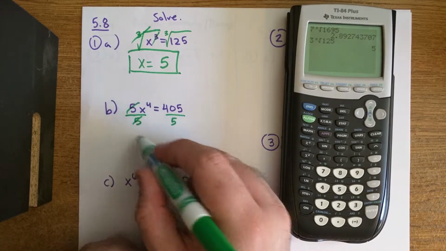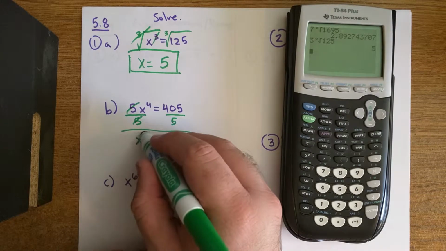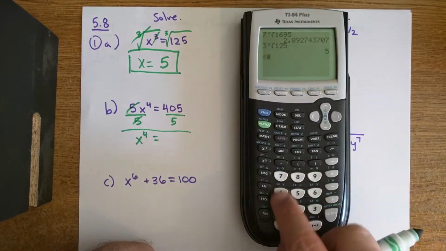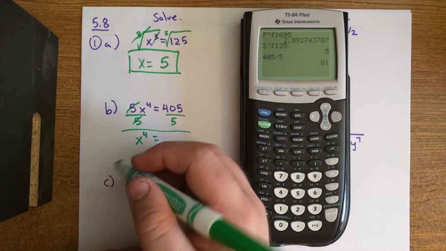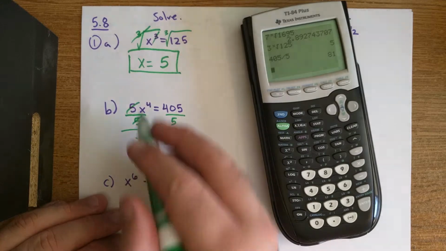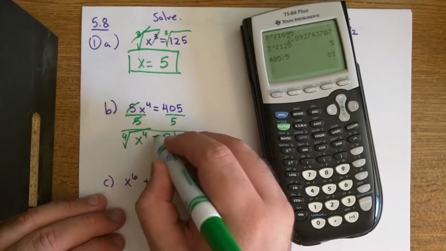So I get x to the power 4 left over here. And what's 405 divided by 5? It's 81. Okay, now how do we undo the power of 4? We take the fourth root.